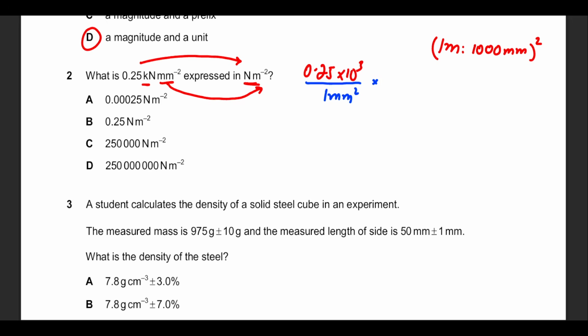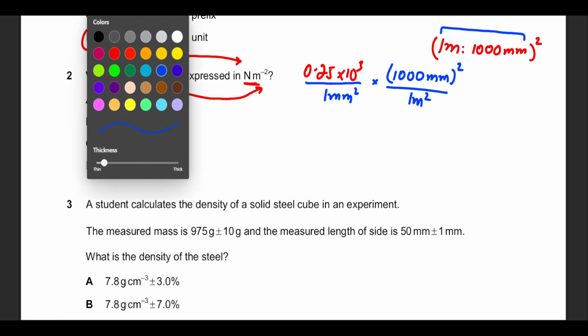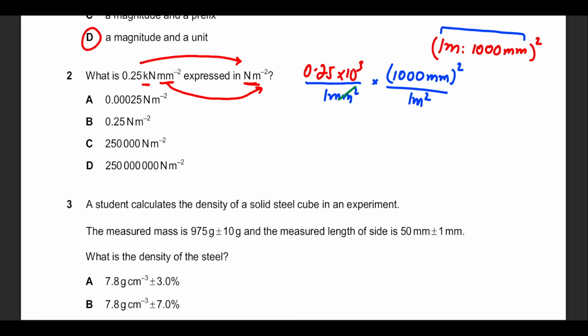So what if 1,000 squared millimeter divided by 1 meter square? Because we can manipulate this ratio to look like anything else. I can divide 1,000 by 1 or 1 by 1,000, depending upon what I'm looking for. So eventually we notice that millimeter square gets cancelled with millimeter square, and because there's a square over here, we get all of these numbers multiplied together to get your final answer of option D.